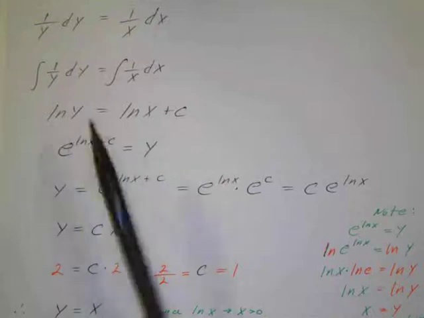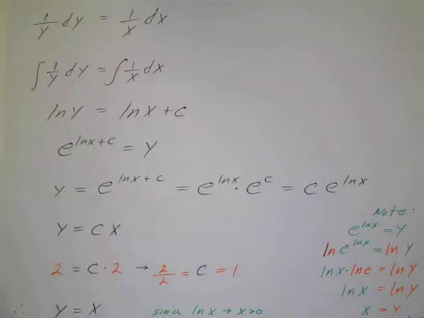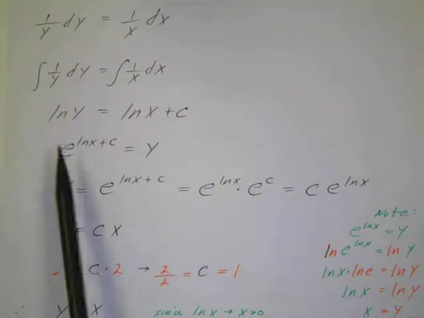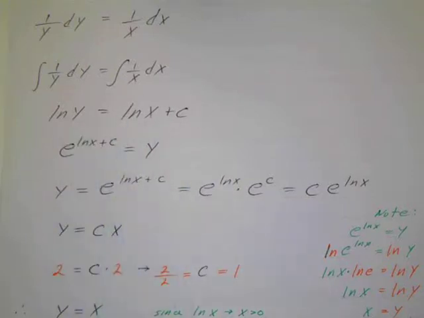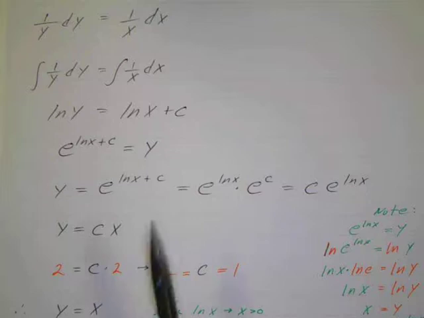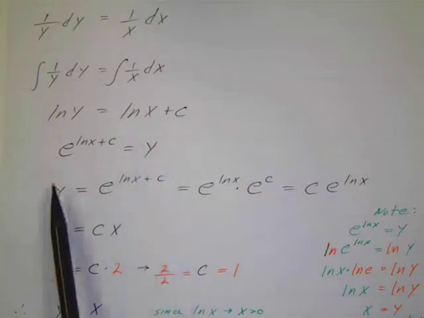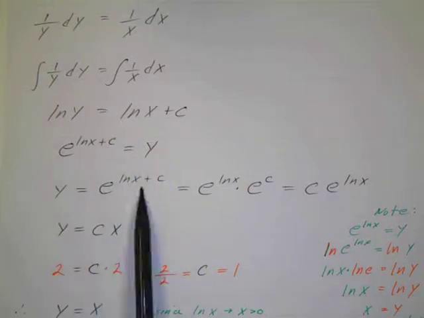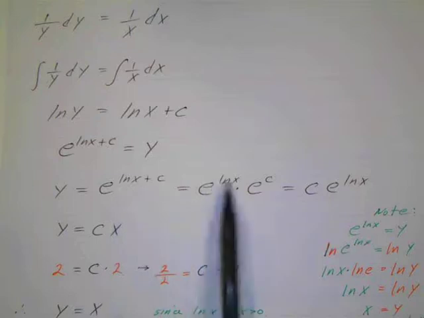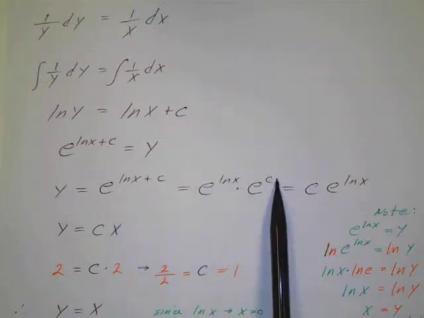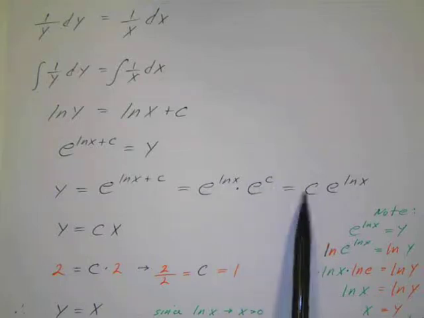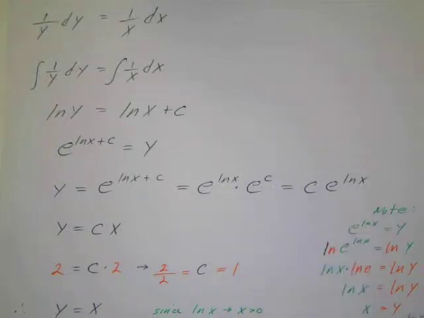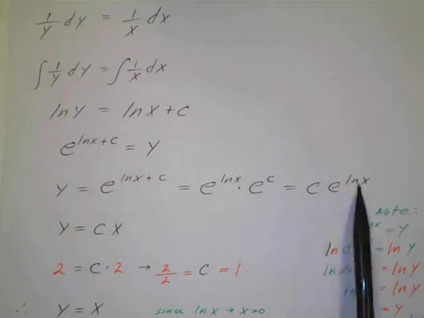And then, in order to solve this, I could write this as an exponential equation. What's my base? My base is e. What's my exponent? That's my exponent, natural log of x plus c, and what's my answer? y. So that's what I have, so I can flip this, and I can put the y on this side. Then I can break this up as e to the natural log of x times e to the c. And I can call e to the c just a constant. So we can call this c times e to the natural log of x. Okay? All right, what's e to the natural log of x?